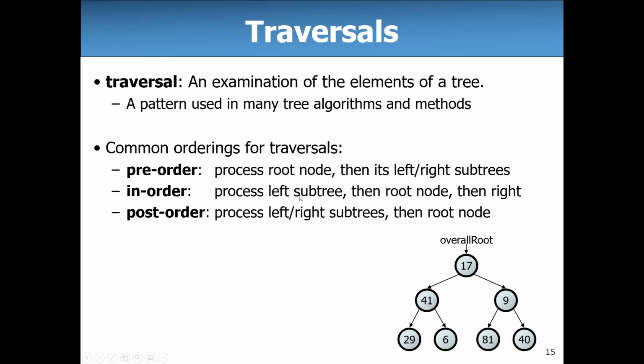Root, left, root, and right for in order. And you need to memorize the pattern. For pre-order, it's easier to memorize that. Consider your root: pre means first, so root comes first, then left and right. In order means in the middle, and root comes in the middle. And post order means root will come at the end. That's my easy way of memorizing it. You can find another way if you think there's another easy way to think about pre, in, and post.